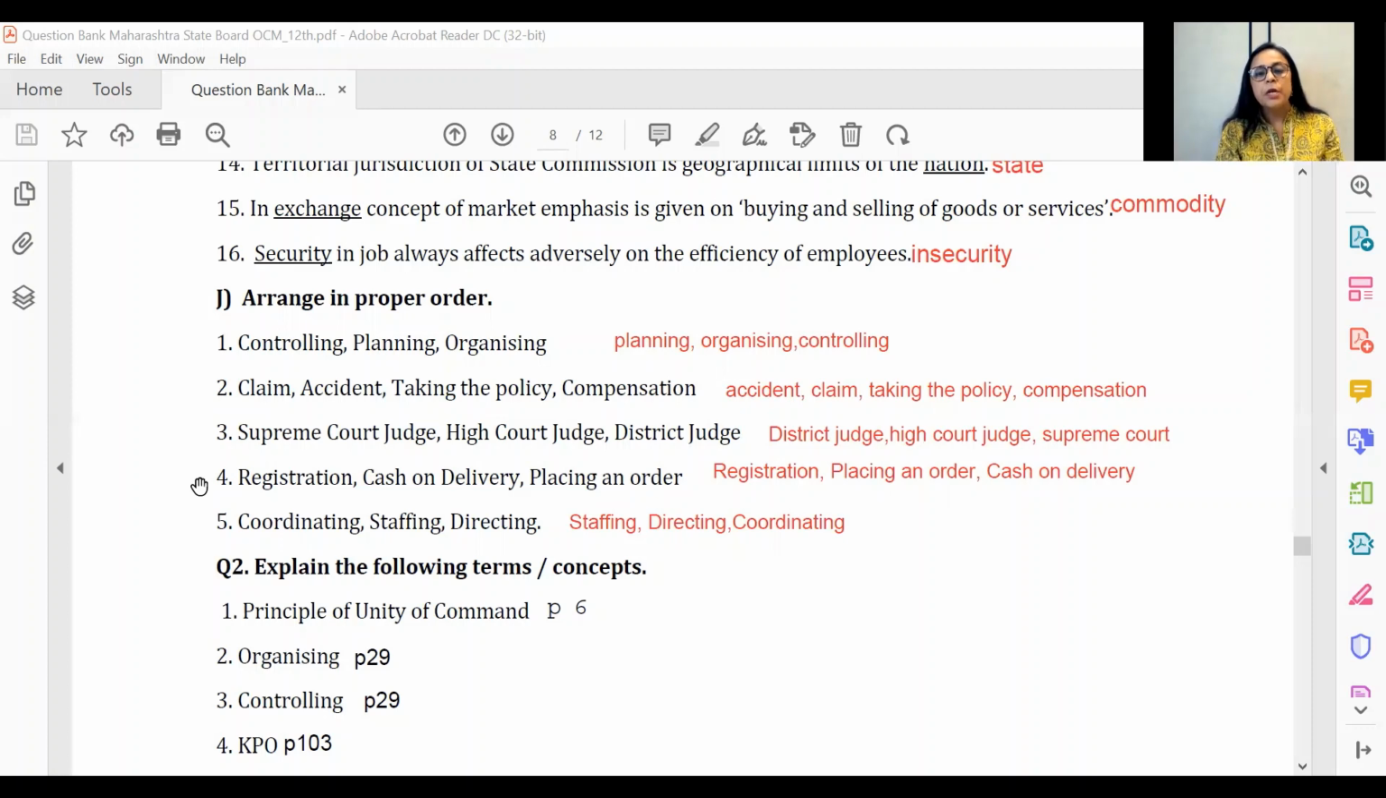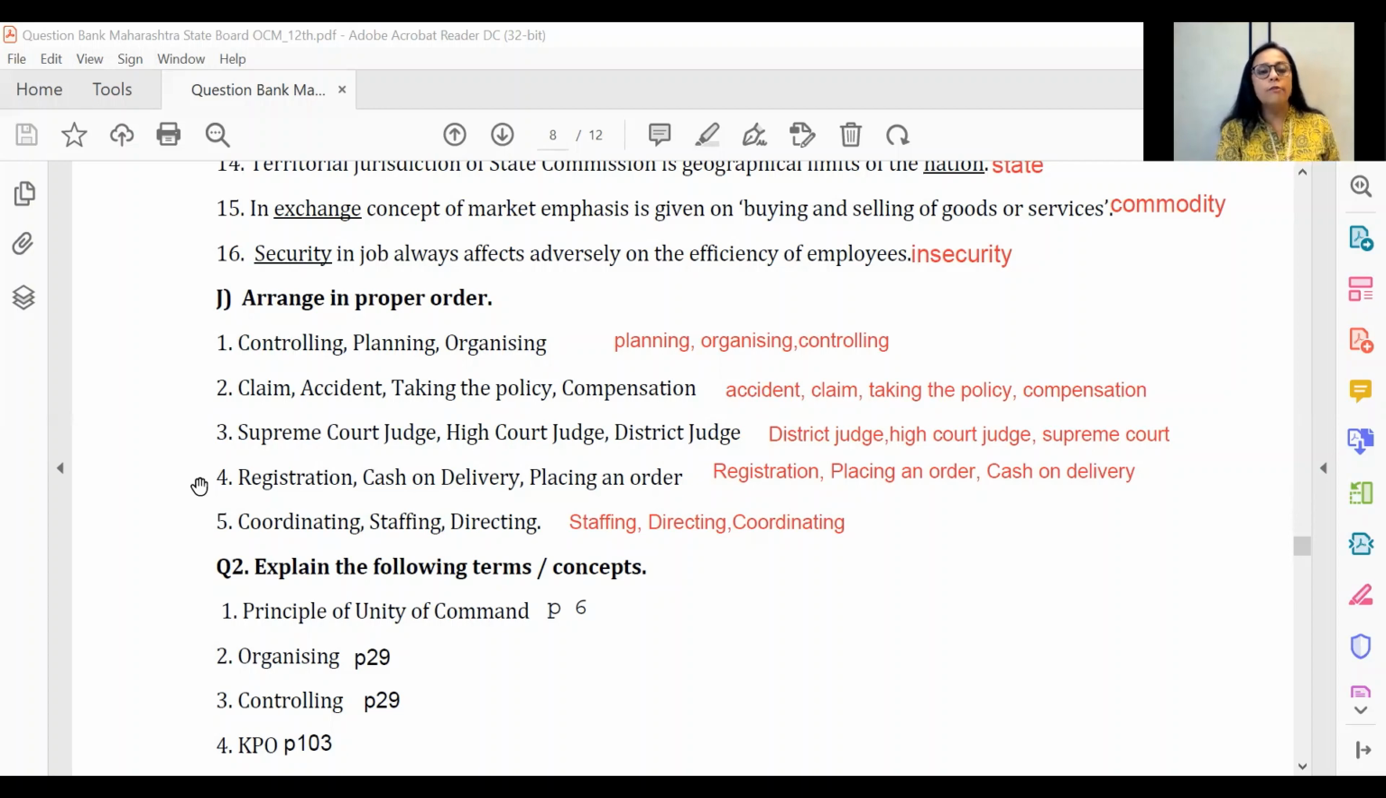So going by the 6 management functions, you know that the first is planning, followed by organizing, staffing. Staff is appointed, and then comes the directing function, followed by coordination and control. So CC is the last 2, coordination and control.